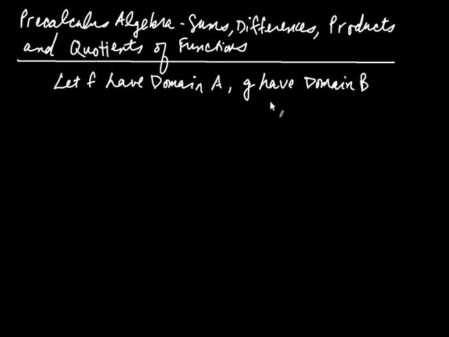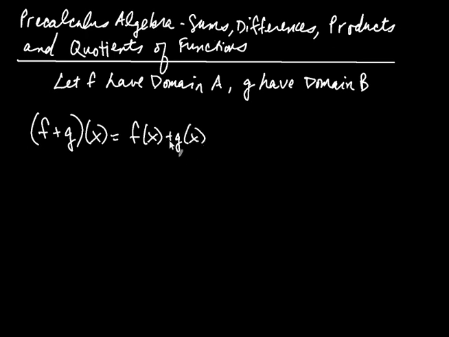From these two functions, you can create four functions by adding, subtracting, multiplying, and dividing the functions that you were given. So first of all, if you want to add the two functions together, so if you want to create a new function called f plus g, it's exactly what you think it is. It's simply the sum of f of x and g of x. So what you do is you simply add the functions together.